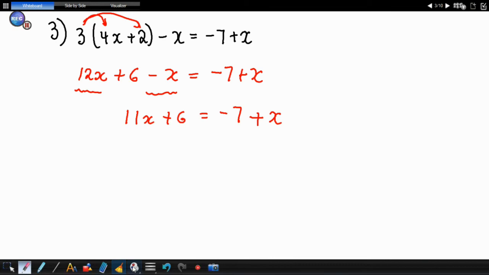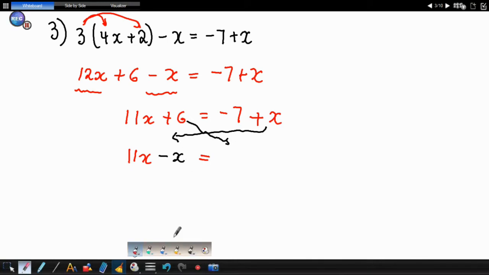Then what is going to happen is that the x will come this side, and then we'll have the 6 come that side, right? So we will then think we'll have 11x. Now the x will then become what? The x will then become minus x, right? Then we have again negative 7, and then the 6 will become minus 6, which is equal to.